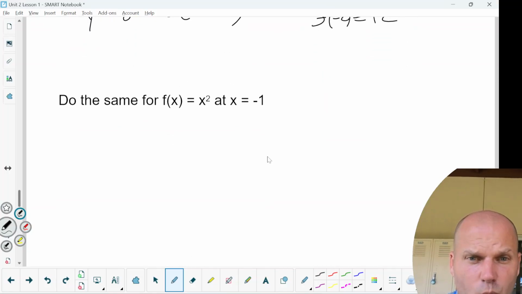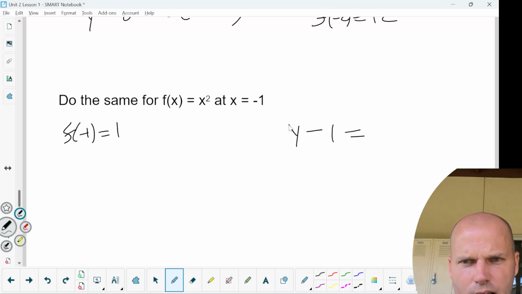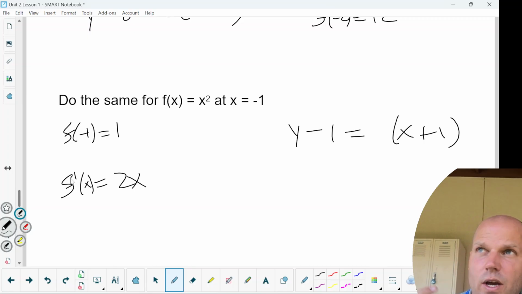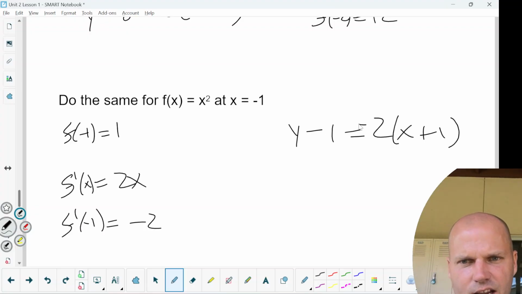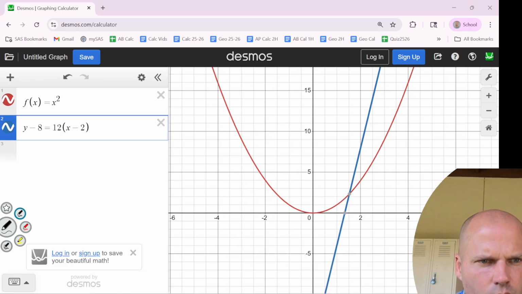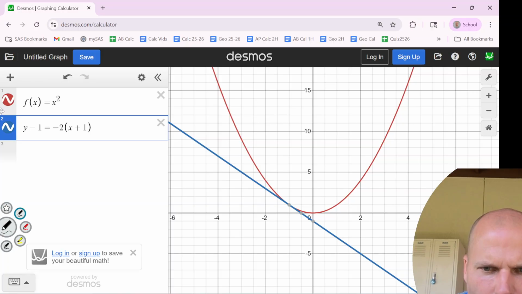Let's do the same for x squared at x equals negative 1. Well, I know I have the point negative 1, 1. So that covers my y and my x. Now I need to find the slope. Well, I know the slope equation. I've done it, it was like 2x plus h. The h goes away. So the slope equation is 2x. That means the slope at negative 1 is negative 2. I'm going to put that right there, and I'm going to see my handiwork done. Bam.